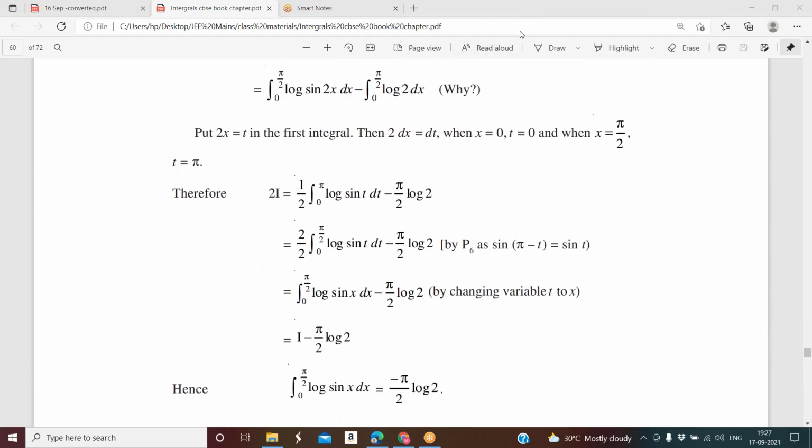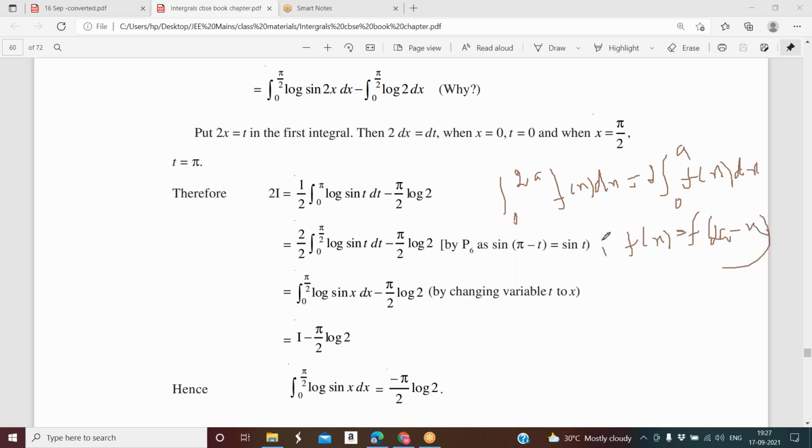So what is that property? Integral 0 to 2a f of x dx is 2 times integral 0 to a f of x dx, if f of x is f of 2a minus x. This is the condition: if f of x equals f of 2a minus x.